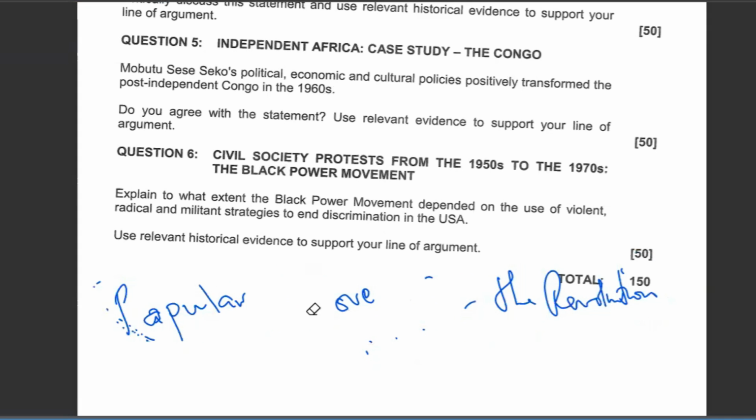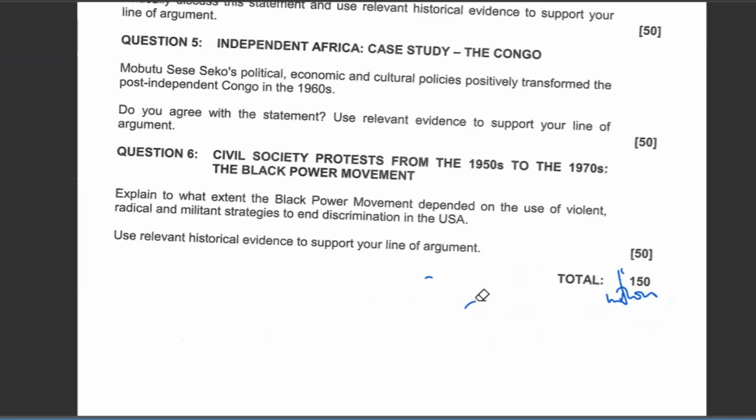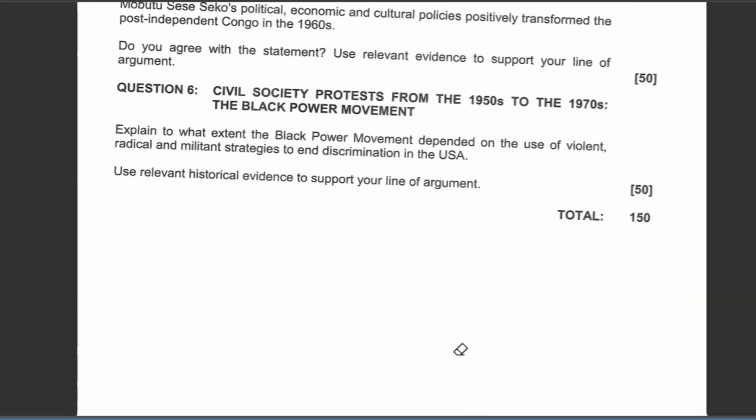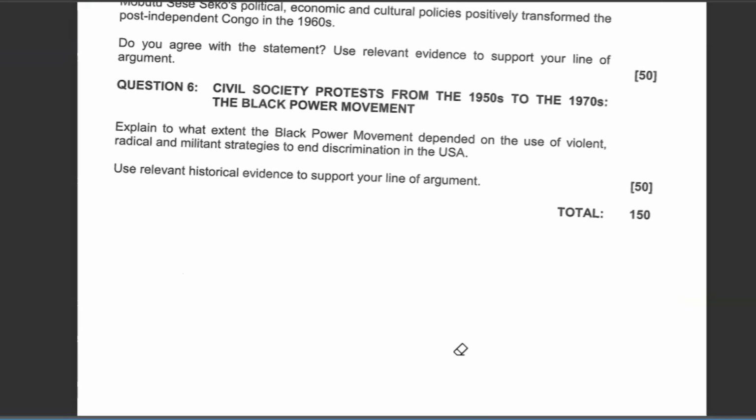And he did not hesitate to punish any opposition. He would use different modes of punishment against the people who tried to oppose the Popular Movement of the Revolution. He would use means like torture. Mobutu was well known for torturing and for executions.